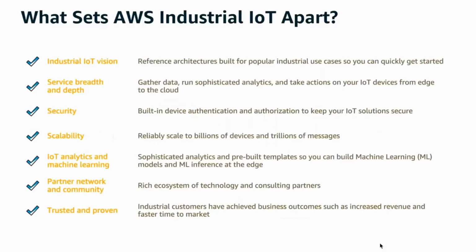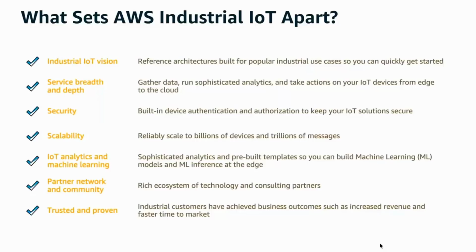So why is AWS a good place to do industrial IoT? In the first place, we have many reference architectures available for industry verticals. I referenced oil and gas earlier. Perhaps you're in the energy sector or aerospace or manufacturing. You can find a unique reference architecture for your industry to get started quickly. The breadth and depth of our services allows you to gather data, run your analytics, and take critical actions, whether those devices are at the edge or up in the cloud.